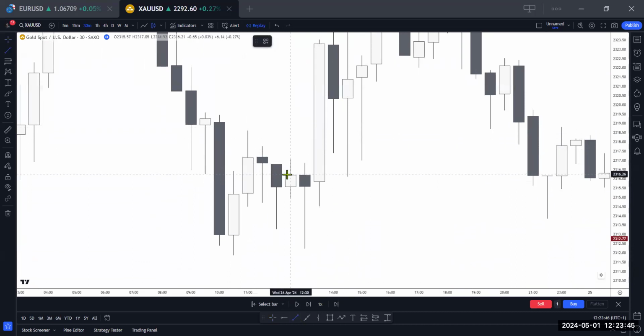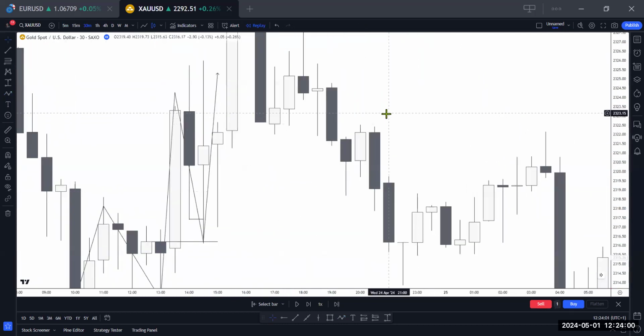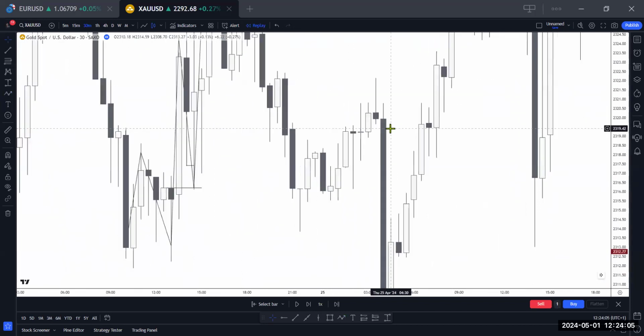All right, so where's the SNR level? Price used this level. Where is my miss? This is the miss. Is this a continuation? Yes, obviously. See what we had here. Tap, tap, tap, breakout. So the retest is my entry. That's a continuation setup, right? And you mostly find them for continuation setups.